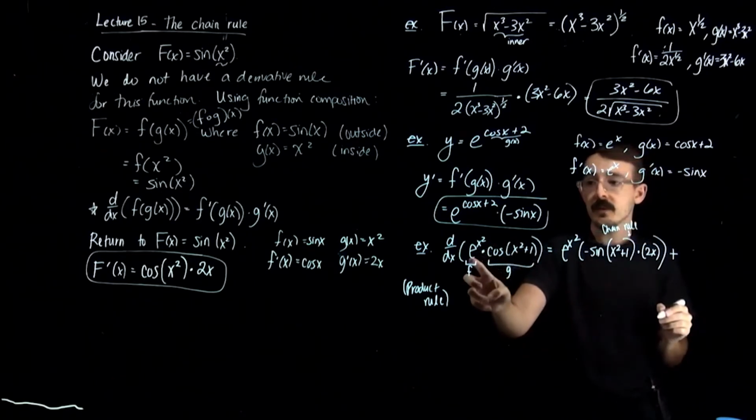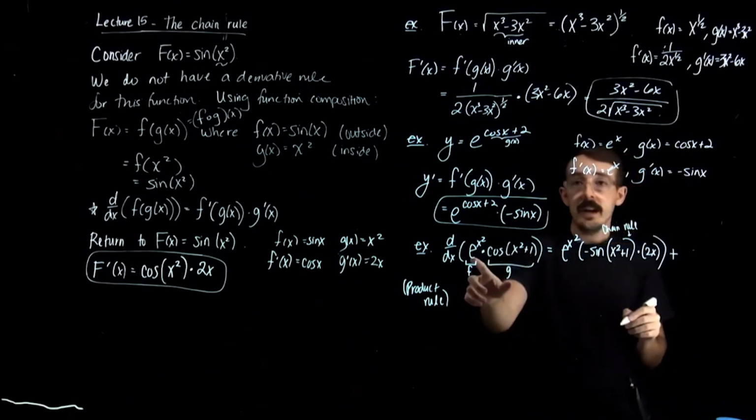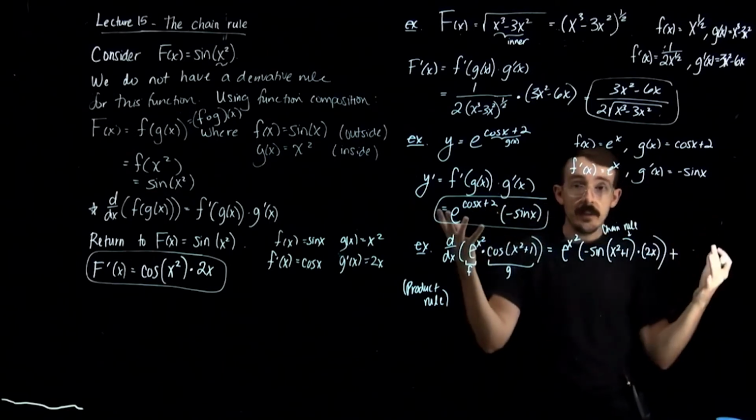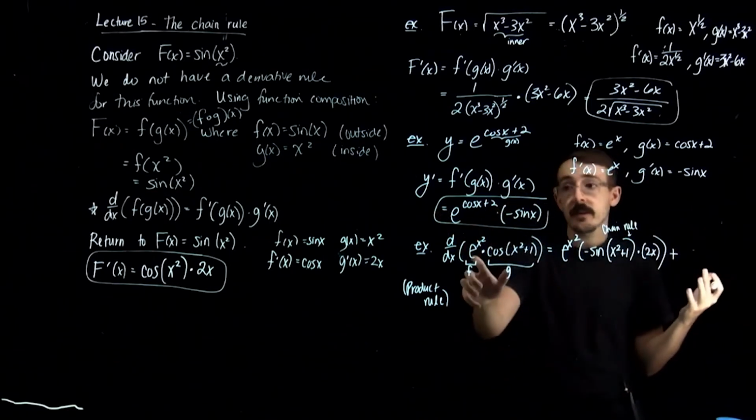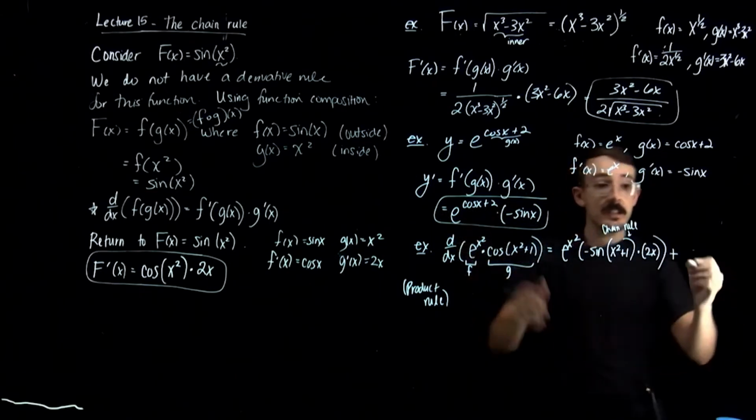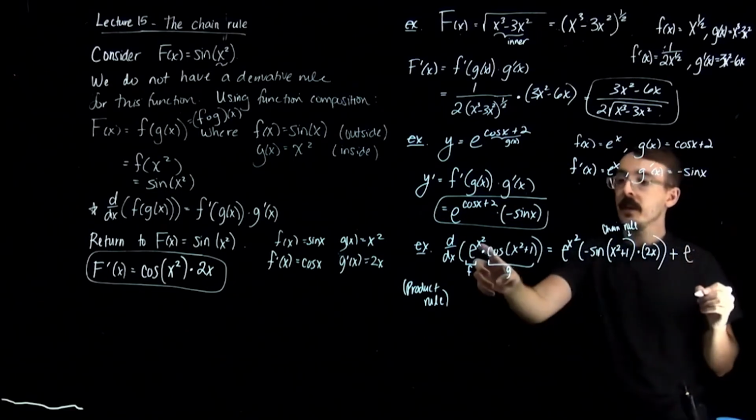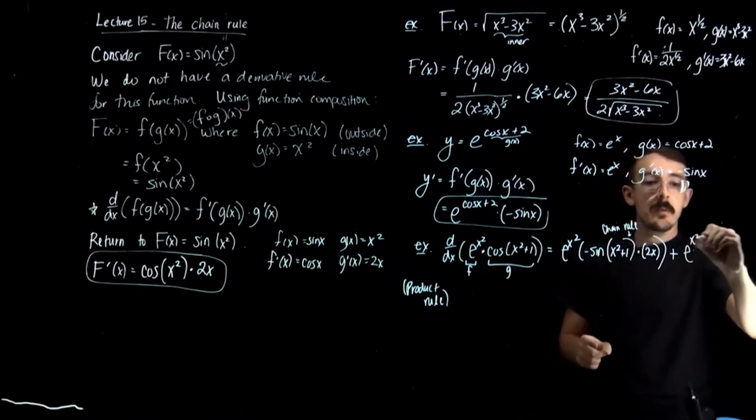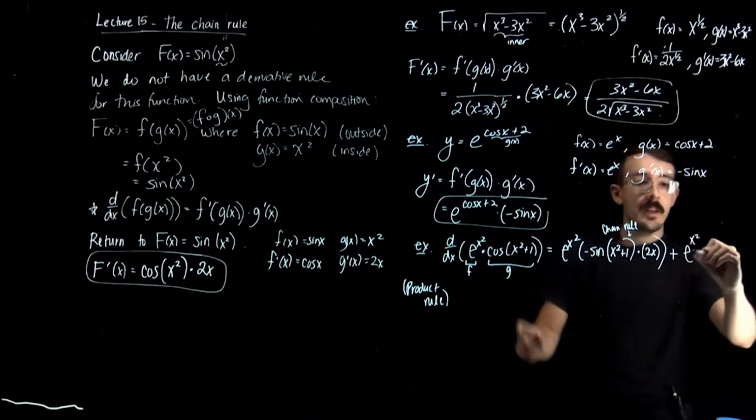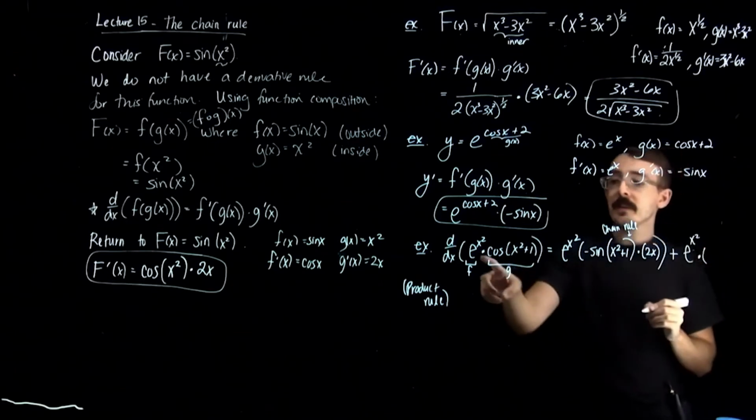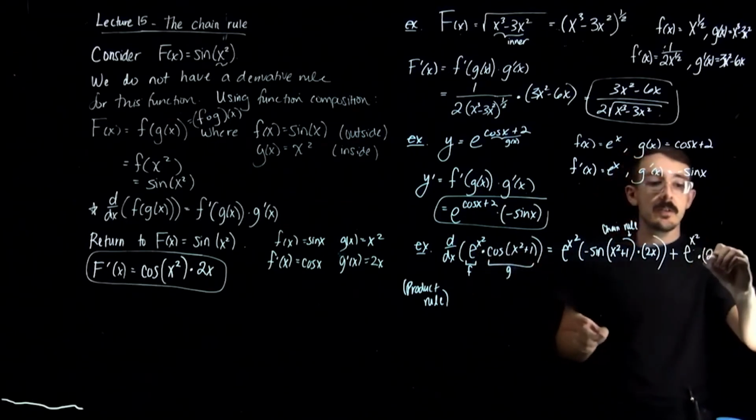So now I'm going to need to find the derivative of e to the x squared. Well, that is another chain rule. So what I'm going to do is I'm going to look at the outer function. What's the derivative of the outer function of e to the x? It's just e to the x. So I have e to the x squared. I'm going to plug in my inner function here, and then multiply by the derivative of the inner, which is 2x.